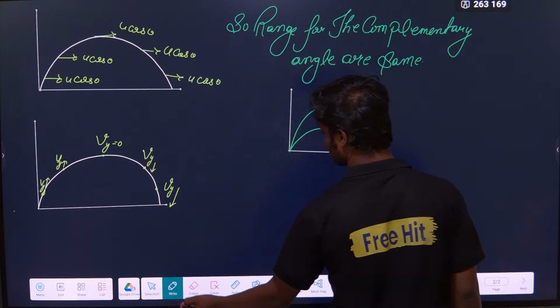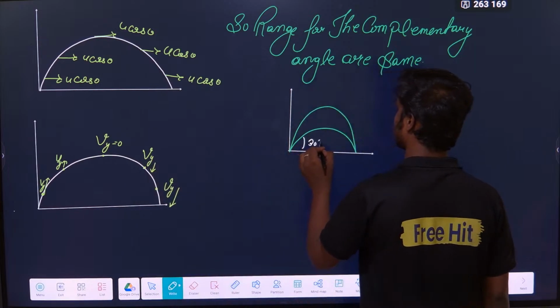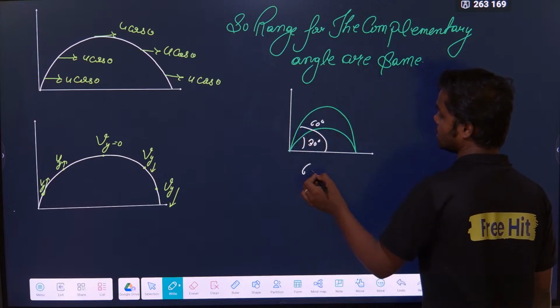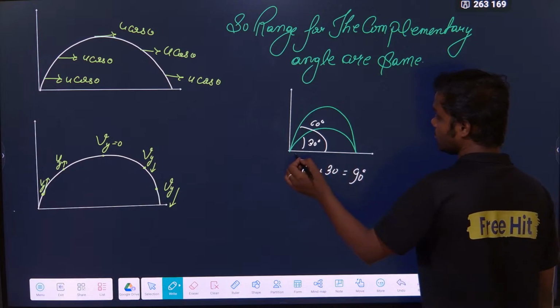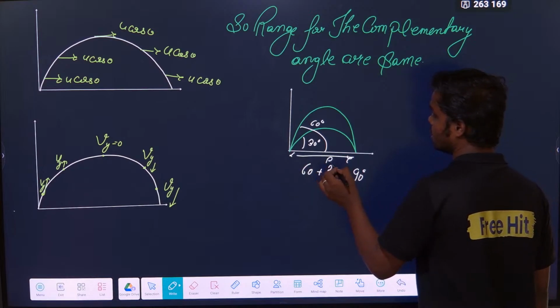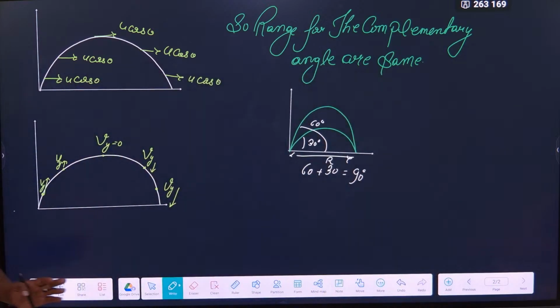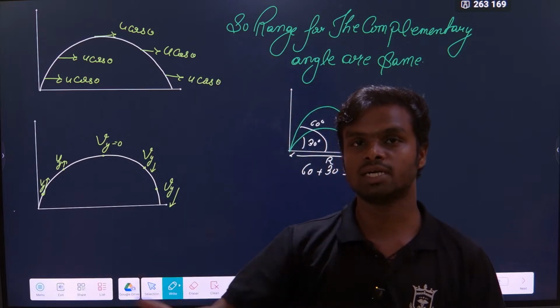Means what I am trying to say, if suppose this angle is 30 degree, this angle is 60 degree. So 60 plus 30 is what? 90, correct? For both the cases, the range is the same. So range for complementary angles will be the same.